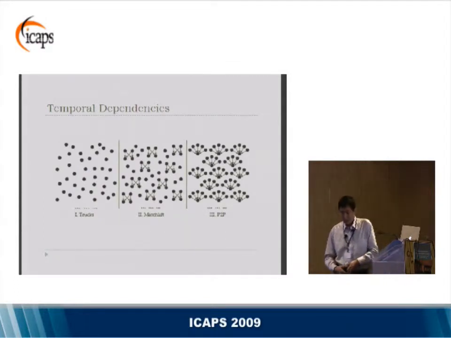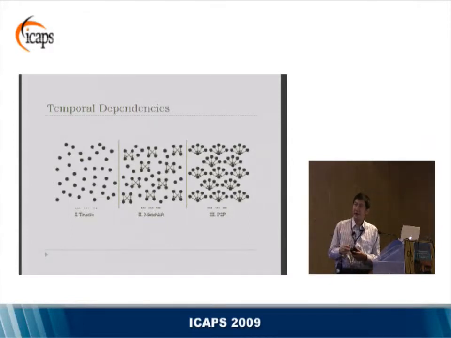So to provide a little bit more insight into the characteristics of different domains, we defined a notion called temporal dependency. Basically, an action is temporally dependent on another action if the action has a precondition that is provided by the other action at the beginning and will be deleted at the end of that action. Okay? And we plot some domains.